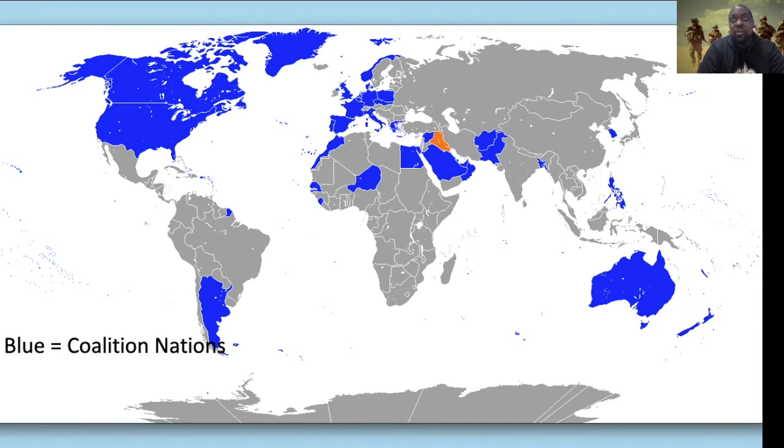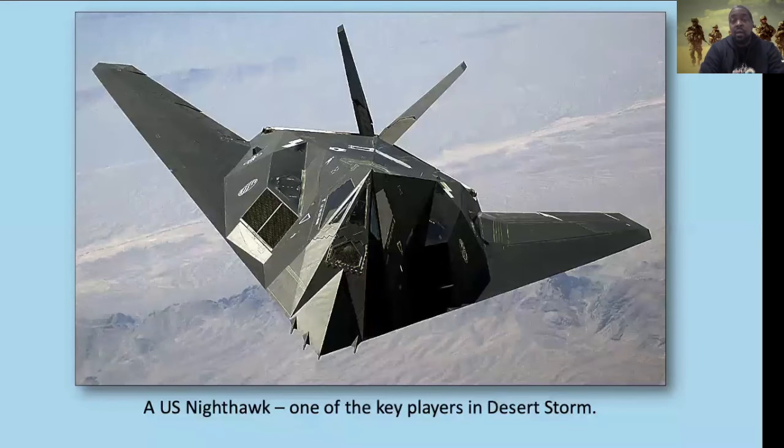In most wars, there are some countries that really get no help, depending on the relationship they have with their allies, but also the relationship they have with the UN. All right, so this picture is a U.S. Nighthawk, which is one of the key players in Desert Storm. This plane was pretty much what the United States used most to drop bombs. So this was their war fighting machine.